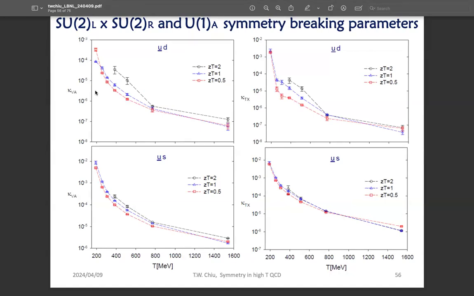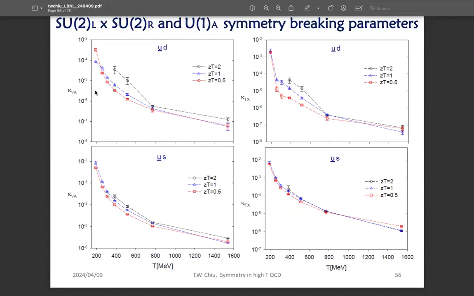Okay, so this is for the UD quark, for fixed Δτ at 0.5, 1, and 2, and for different temperatures. So this is the summary of the results of the previous slides.